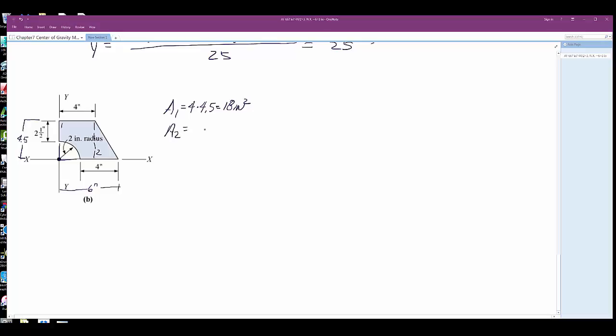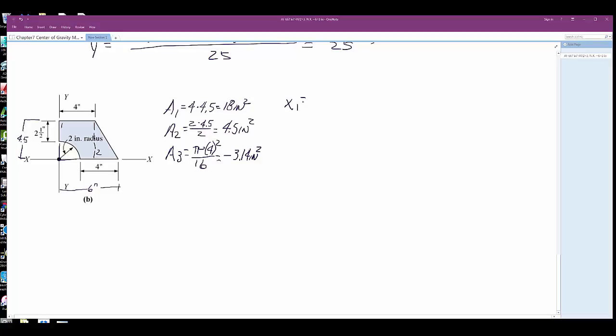Area of 2 is going to be the base times the height divided by 2. So the base is going to be 2 times the height, which is 4.5, divided by 2, and that nets you 4.5 square inches. Area of 3 is going to be pi times the diameter, which would be 4 squared, divided by 16. And that's going to net you a negative 3.14 square inches.